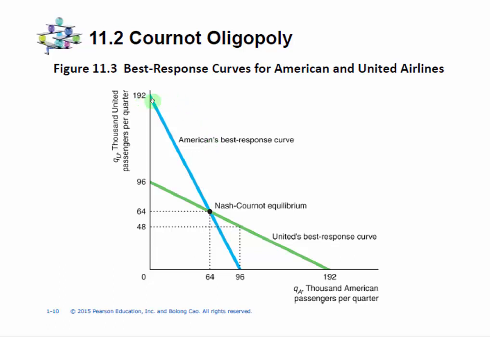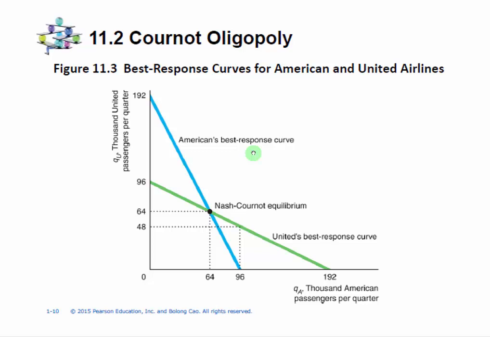So when United is setting its output level so high that the price equals the marginal cost, the best response for American Airlines is to set its output level to 0. QA equal to 96 and QU equal to 0, QA equal to 64, QU equal to 64, QA equal to 0, QU equal to 192. These 3 points are all on this best response curve by American Airlines.